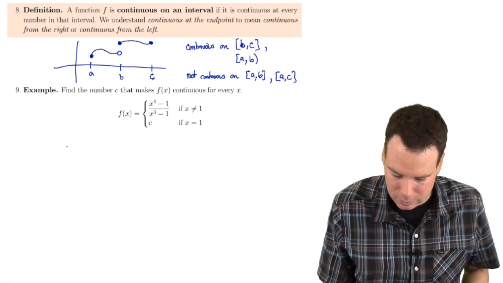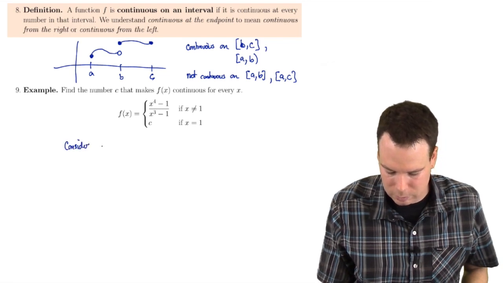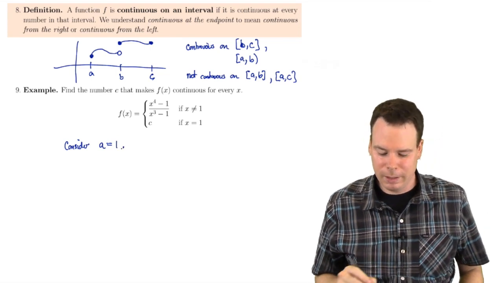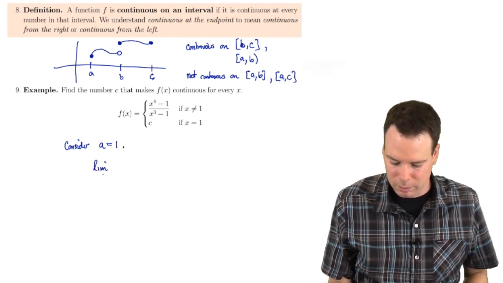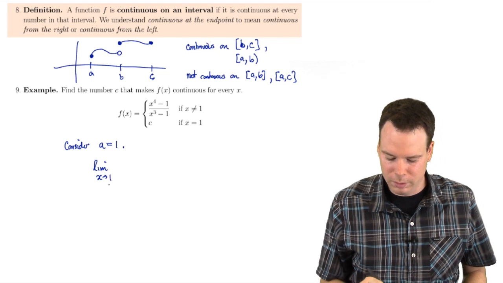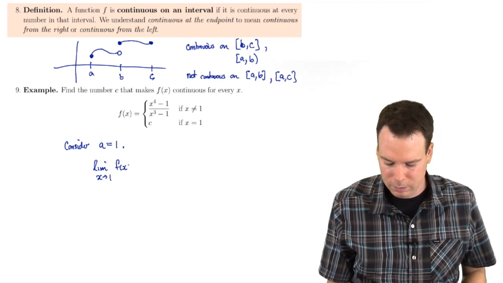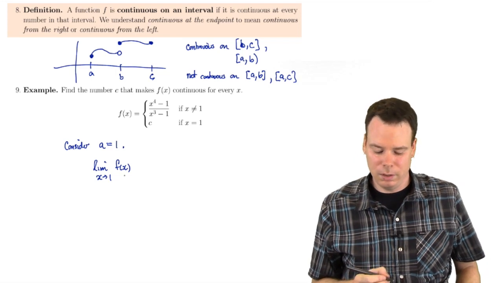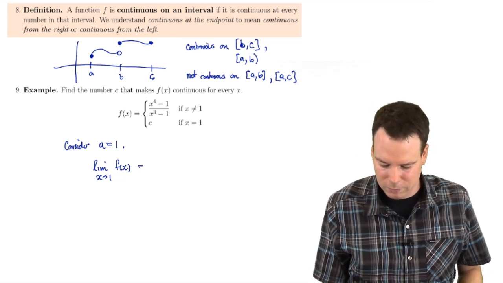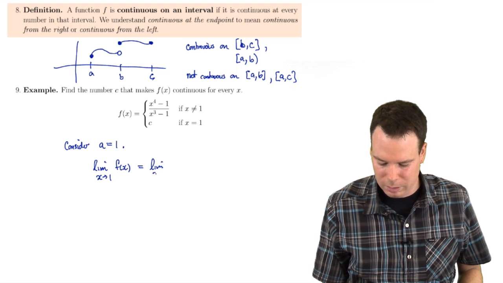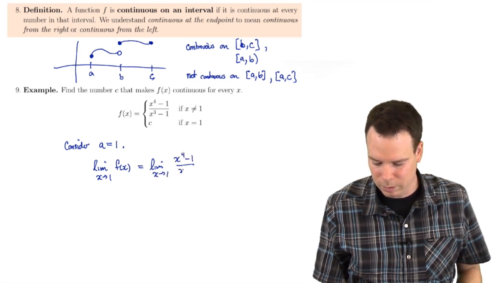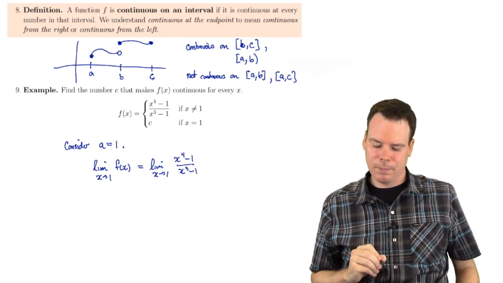So let's consider a equals 1, consider that as the point we're going to look at. We're going to look at the limit as x goes to 1 of f of x, and we're going to see, does that equal the function value? Well, the limit as x goes to 1 of f of x, that's the limit as x goes to 1 of x to the 4th minus 1 over x cubed minus 1.